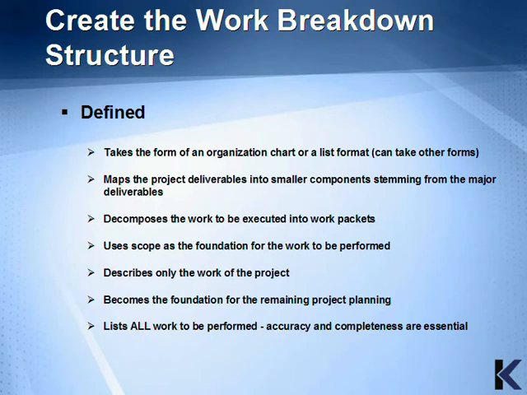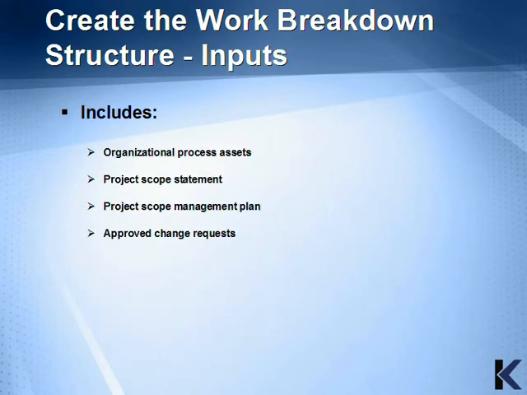The work breakdown structure lists all the work to be performed. It has to be accurate and complete. We've reviewed these before. The inputs for the work breakdown structure are organizational process assets, the project scope statement, the project scope management plan, and approved change requests. The key document is the scope statement, since it's a signed-off document that lists all of the deliverables for the project.